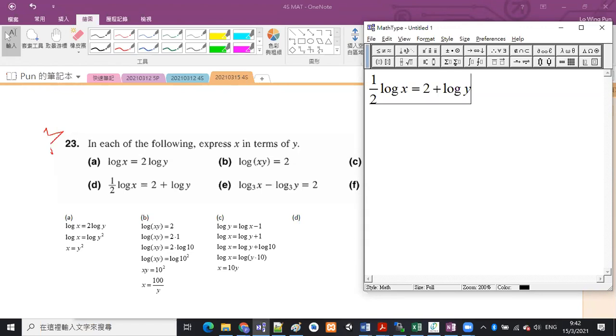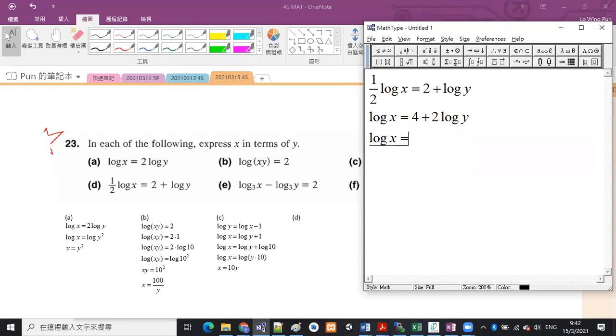Okay, I want to make x to be the subject, but x is trapped inside the log now, and even worse is that it is multiplied by 1/2. So I need to make log x to be the subject first. So I just multiply the 2 to the right-hand side. So log x is equal to 4 plus 2 log y. Is that okay?